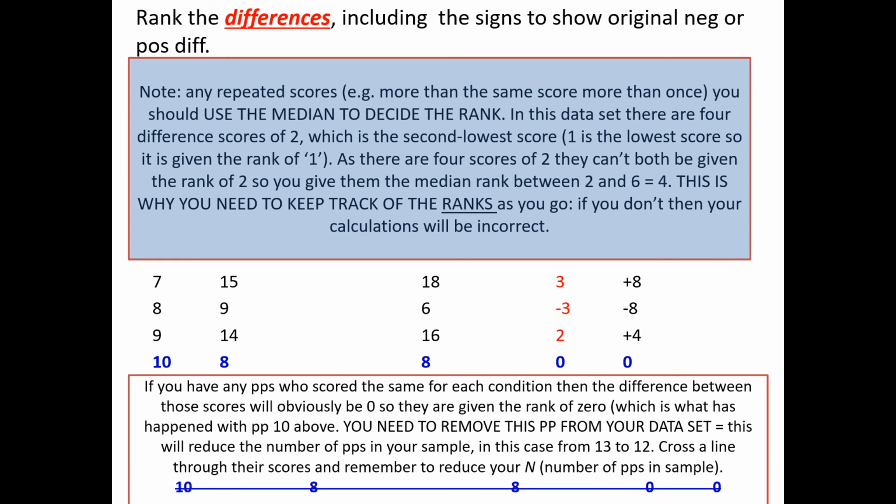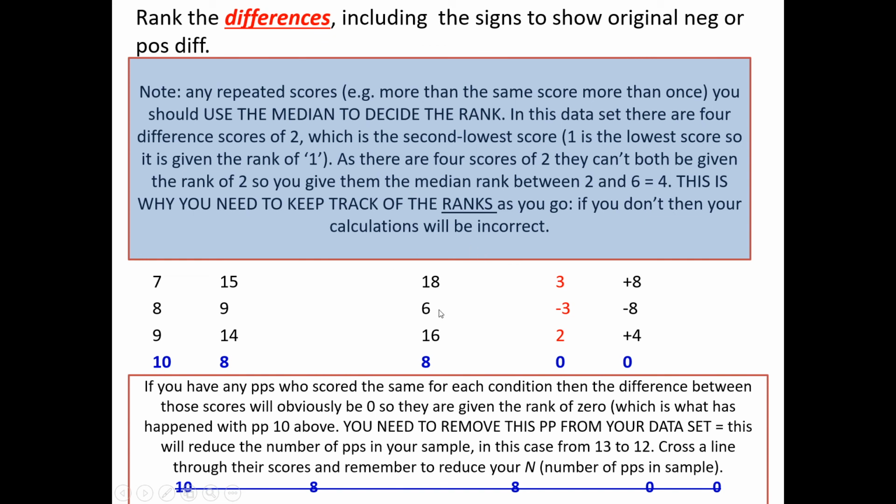You're thinking scores, differences, ranks, what are you talking about. You will see in a minute. As there are 4 scores of 2, when I say score, I mean the difference. We're looking at the scores of differences. They can't both be given the rank of 2, so you give them the median rank between 2 and 6, which is 4, because we've got 2, 3, 4, 5, 6. So this is why you need to keep track of the ranks. Or maybe there are more than 4 scores of 2. 2, 3, 4, 5. So yeah, there must be more. There must be 5 scores of 2. Sorry about that. We'll just check that in a minute.